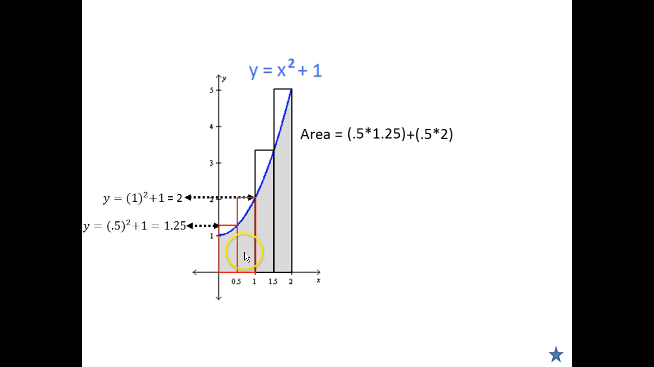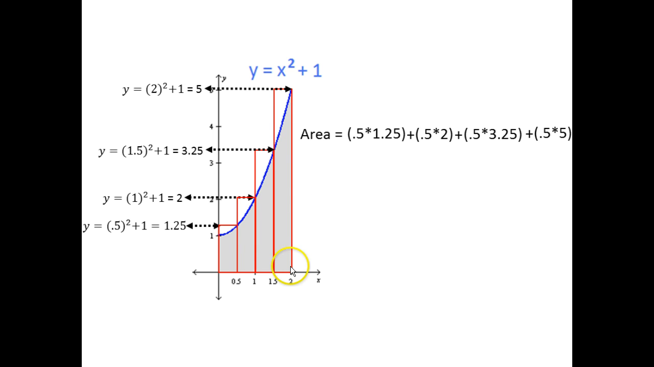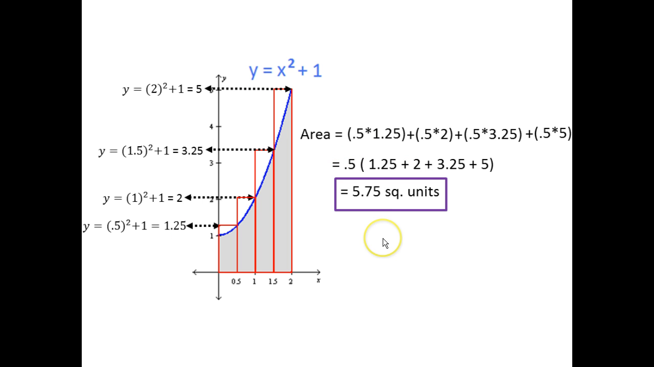For the second rectangle, it's 0.5 times 2. The third rectangle is 0.5 times 3.25, and the fourth rectangle touches right here at x equals 2, so you plug 2 into the formula and you get 5. So it's 0.5 times 5. Then just multiply 0.5 times each of the y values and you'll get 5.75 square units.